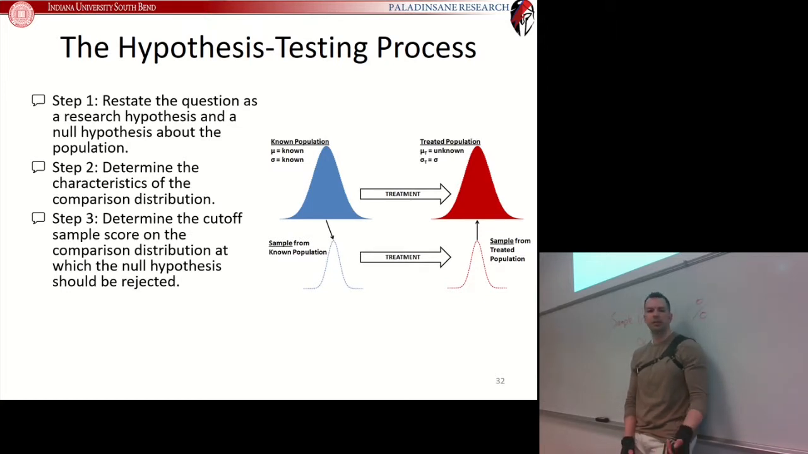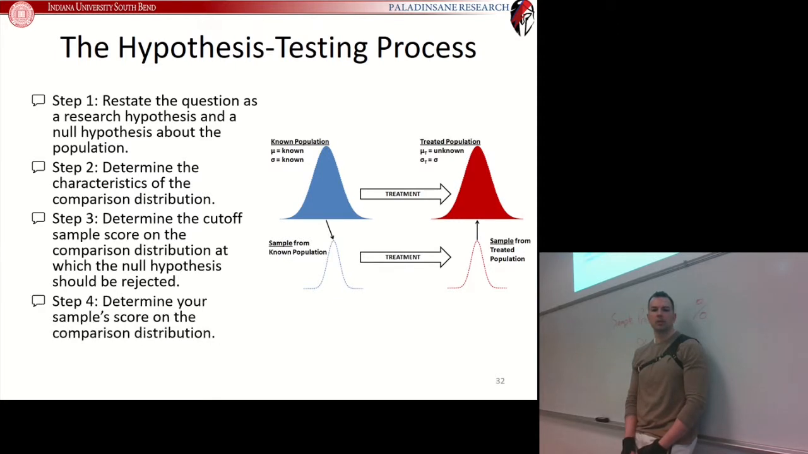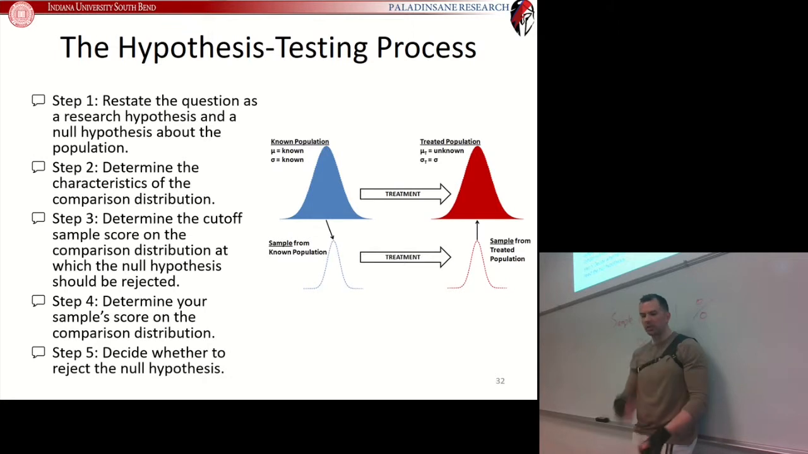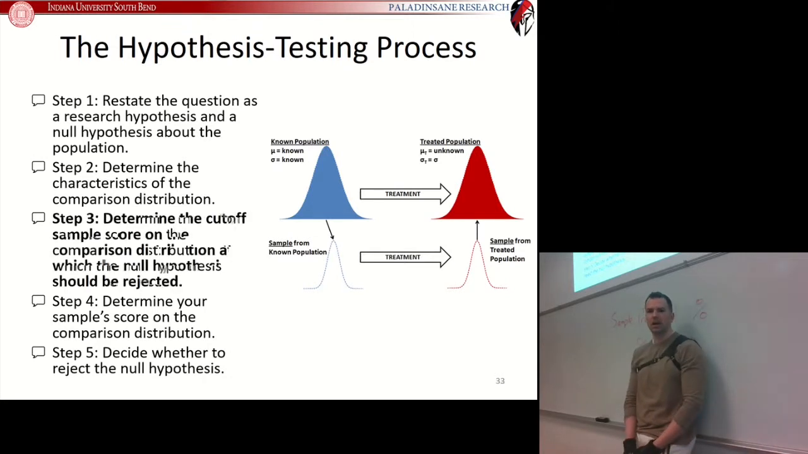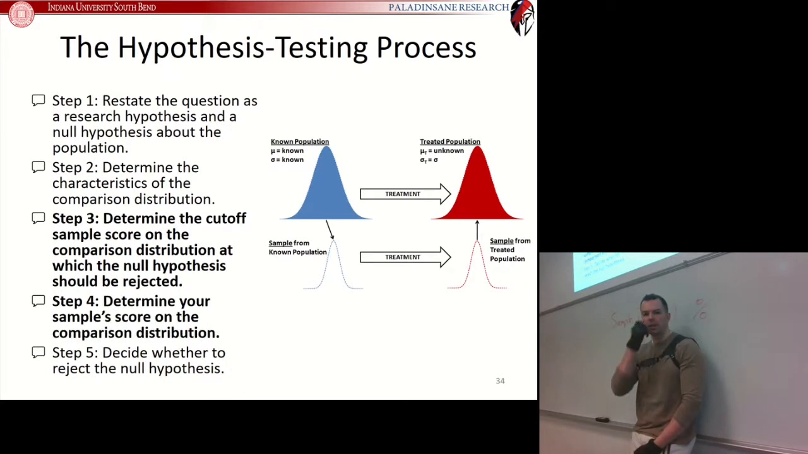That's your line in the sand. Step number 4, determine your sample score on the comparison distribution. That's figuring out if your sample walked across that line in the sand. And then step 5, decide what to do to reject the null hypothesis. So we are today going to build on step 3 and step 4 here to determine the cutoff sample score on the comparison distribution and determine your sample score on the comparison distribution.